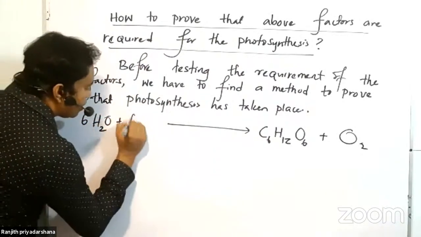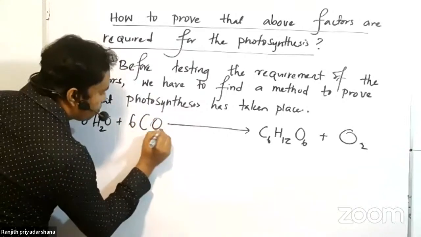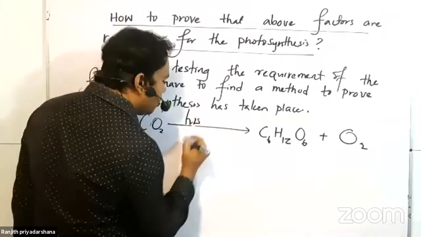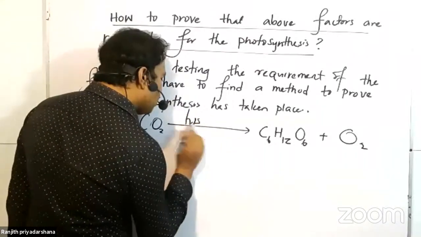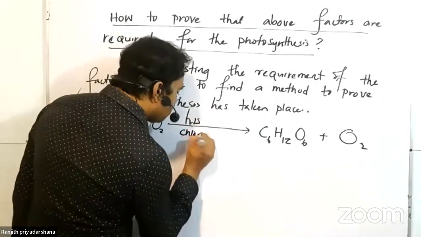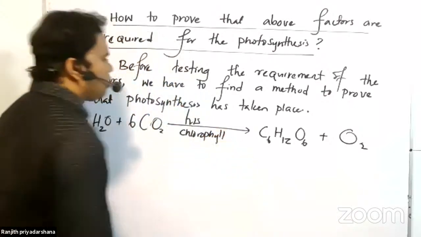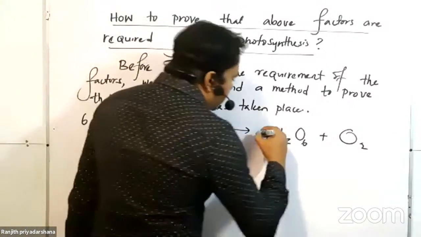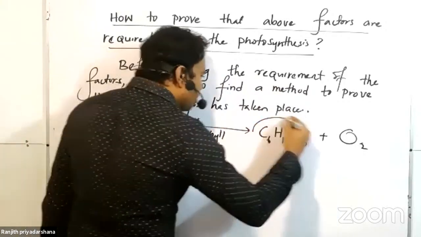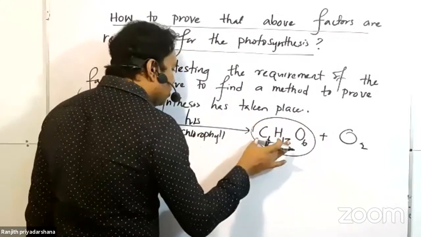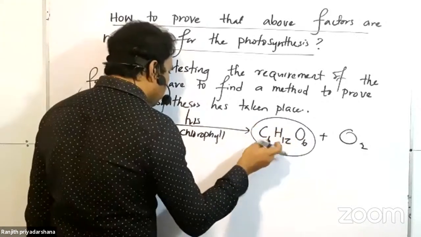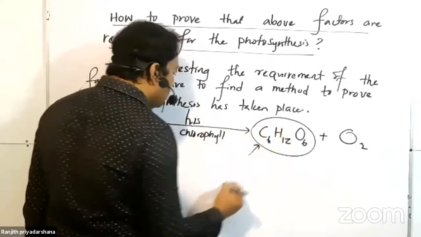6H2O plus 6CO2, with sunlight, h nu, and chlorophyll. It's an overall process. If photosynthesis occurs, glucose molecules are produced. But we are not going to test the existence of glucose, because this is the initial product.